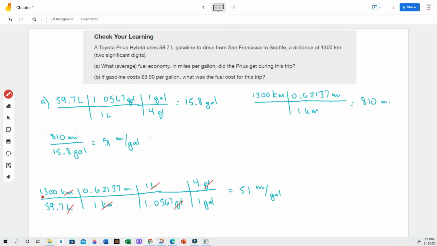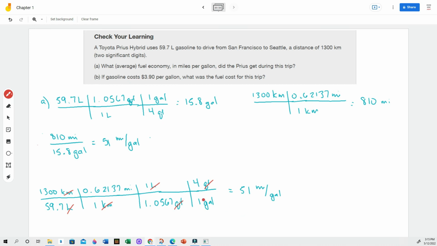Now in terms of sig figs, my 1300 has 2 sig figs. My 59.7 has 3. This conversion factor has 1, 2, 3, 4, 5 sig figs. This one also has 5 sig figs. And of course, this is an exact conversion. So I am limited by my 1300 kilometers with just 2 sig figs. So my answer should have 2 sig figs.